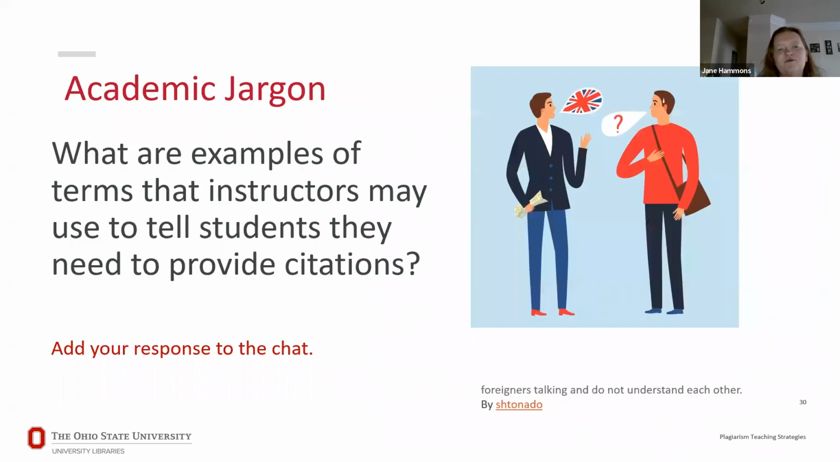All right, so just a couple more things to mention really quickly. We use a lot of jargon in higher education, and we use a lot of terms that maybe students don't always understand. So I'd like to give you a minute to just think, what are all of the different ways that an instructor might tell students that they need to provide citations?